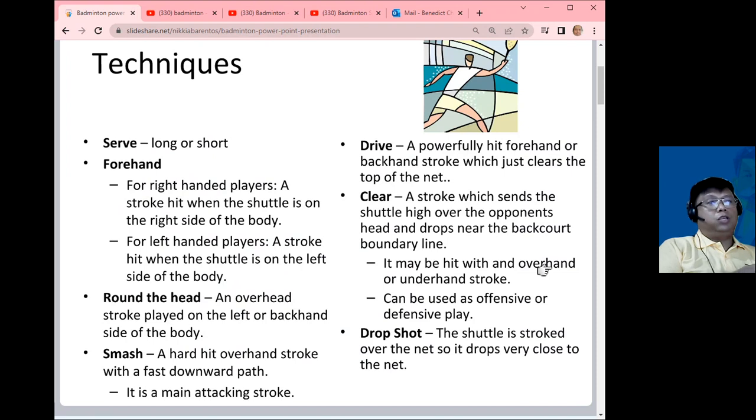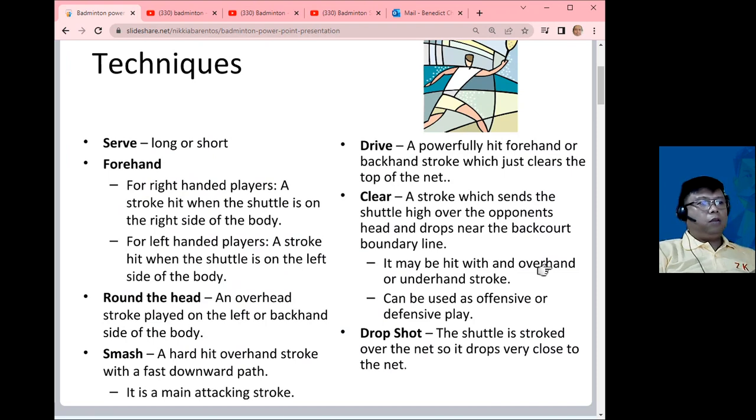Later, there is a video that is going to be shown unto you. Now, for left-handed players, a stroke is when the shuttle is on the left side of the body and it's also going to be on the same procedure. Around the head or overhead, stroke played on the left or backhand side of the body.